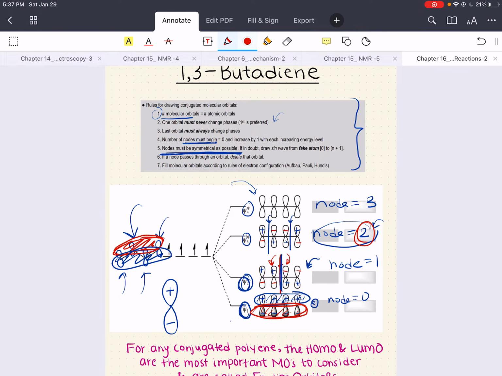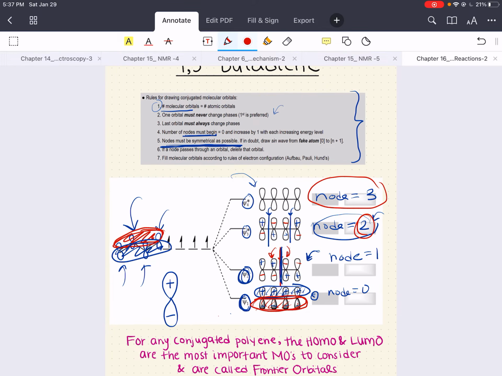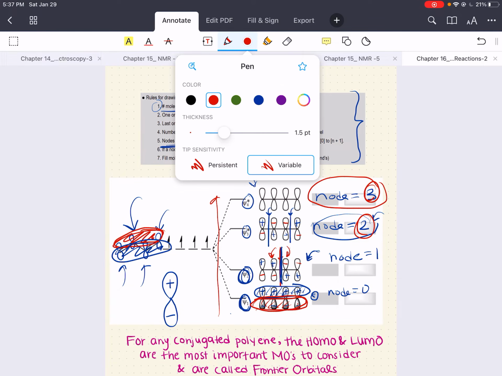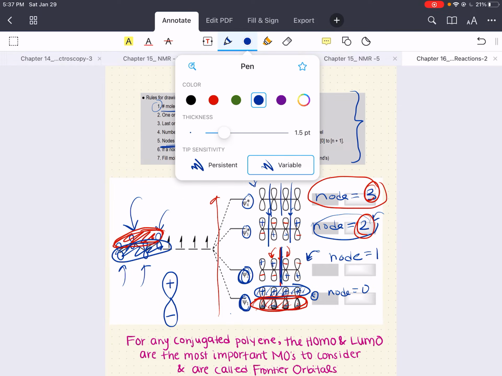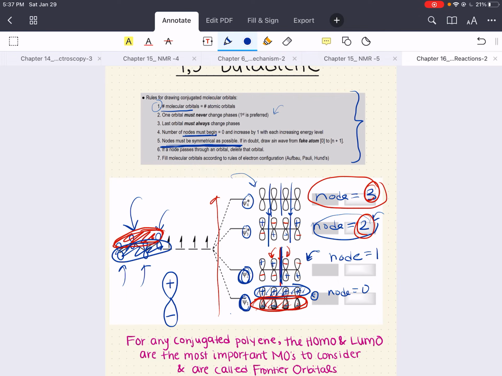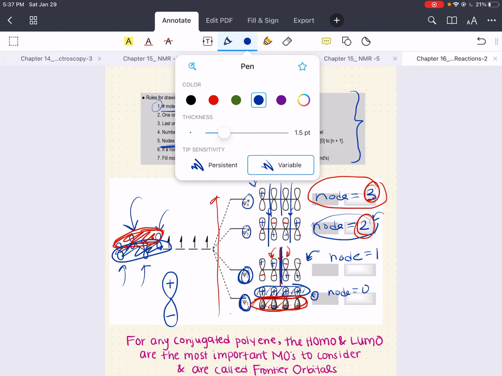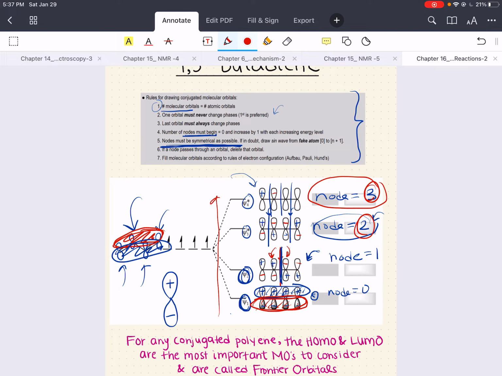And then last but not least, the 4th molecular orbital that we're going to draw, the highest energy one, by the way, this is going up in energy, is going to have 3 nodes. So we're going to have to draw 3 places where the phases are switching up. This is just going to go back and forth. So plus, and then this is going to be minus.